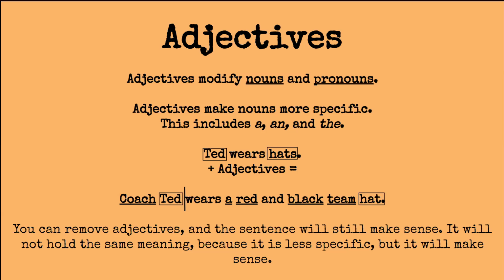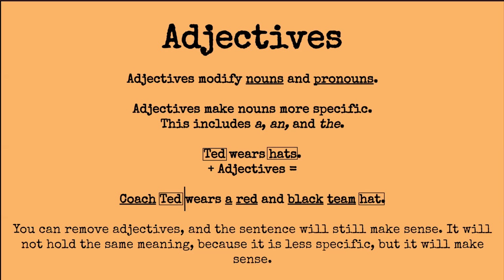So just a real simple example. Ted wears hats. Ted wears hats is a sentence, but there's not a whole lot of information about the two nouns that are in that sentence. But if I add adjectives to it, Coach Ted wears a red and black team hat. Technically, I still have the same two nouns and I still have the same verb. I just changed the tense of it. But now I have more information about Ted.